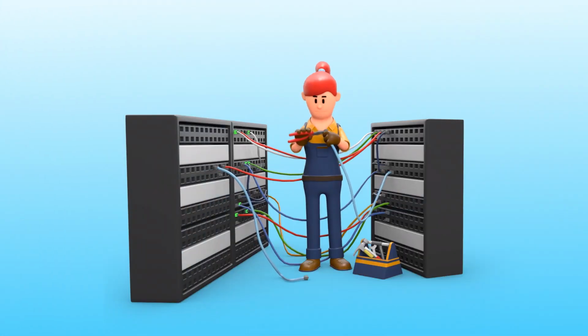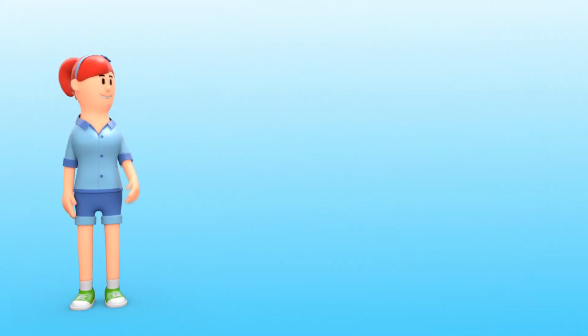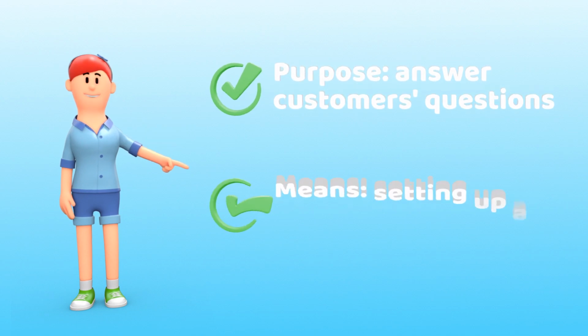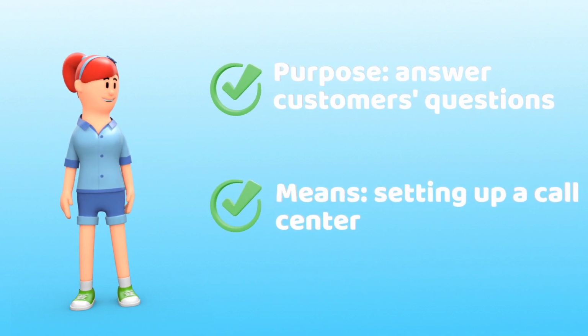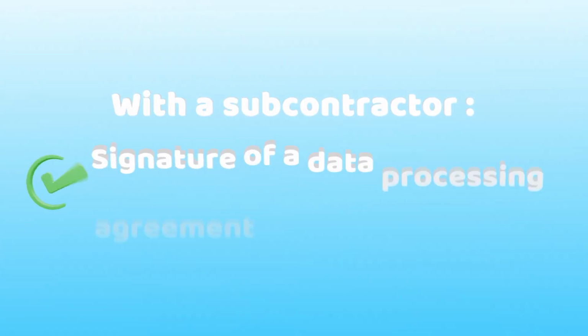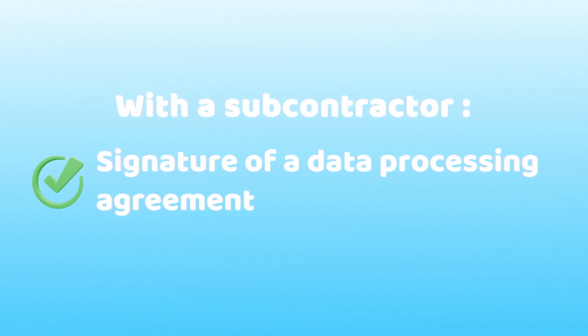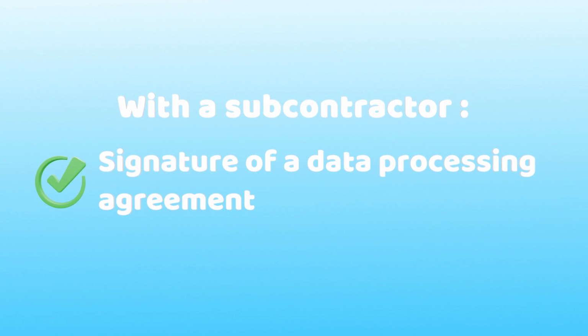In this example, Samsung is the data controller because it decides on the purpose and means of processing. The purpose is to answer customers' questions. The means is to set up a call centre which, to provide the service, will collect certain personal data. The call centre is a subcontractor. To comply with the GDPR, a data processing agreement must be signed.